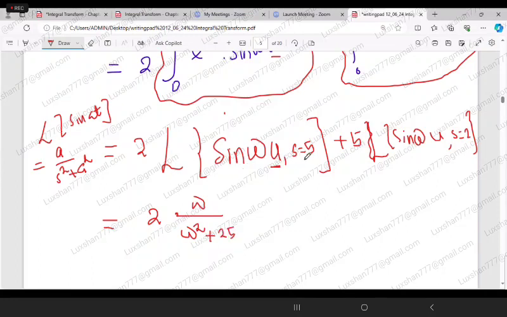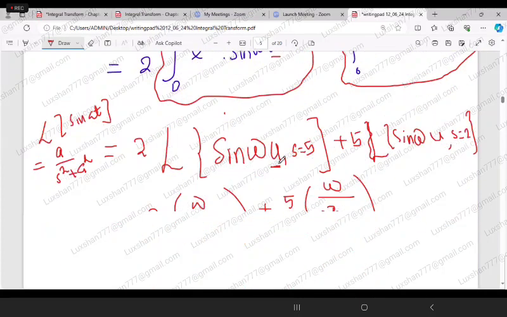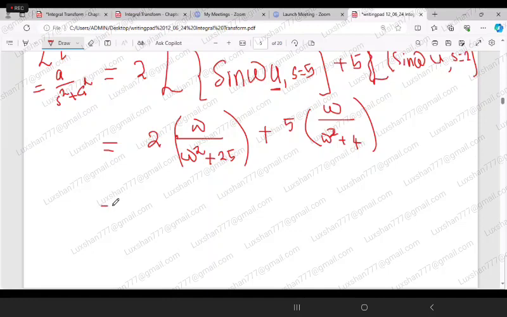S squared, because s is 5, plus this one is 5 times. Similarly, omega over... s is 2. Therefore, this is equal to omega squared plus 4. I don't need to find this integration again and again. I can use the Laplace transform.